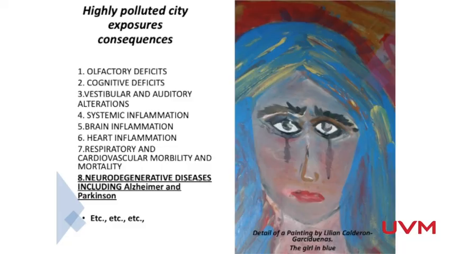So what do we have in Mexico City, which is my example for this presentation? You have olfactory deficits, cognitive deficits, vestibular and auditory alterations, systemic inflammation, definitely brain and heart inflammation, respiratory and cardiovascular morbidity and mortality, and the fatal neurodegenerative diseases for which, very unfortunately, we don't have medications that work. Thank you very much.